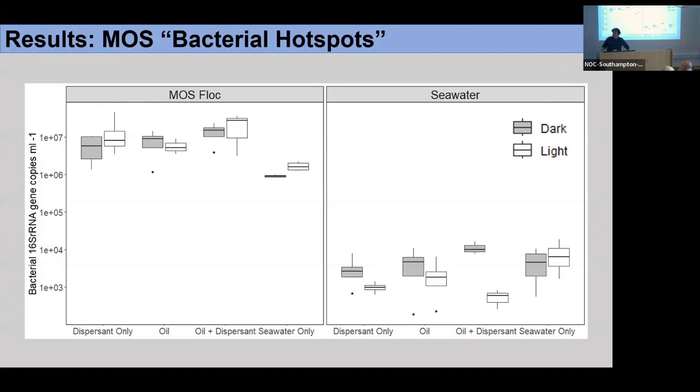And this may indicate processes such as biodegradation occurring, as within those treatments, they have had that additional carbon source given to them, which these hydrocarbon degraders like to use for energy.